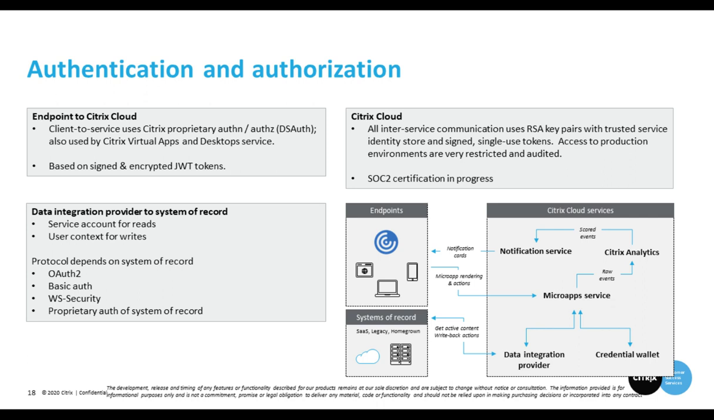There are some, if we're doing something really basic, it only has basic security. We probably wouldn't tell people to do that. But then you have the ability to do Windows security, or in this case, a proprietary auth for a system of record. The most common one being obviously OAuth v2.